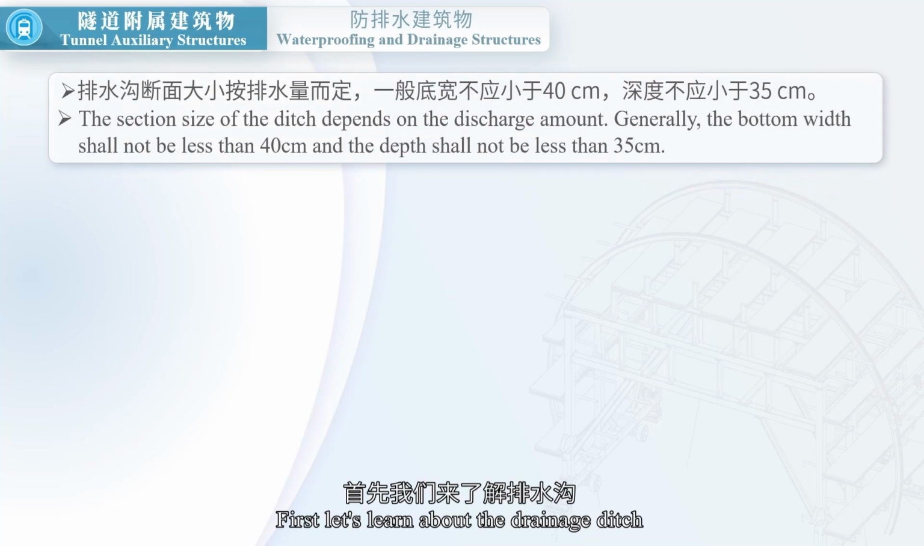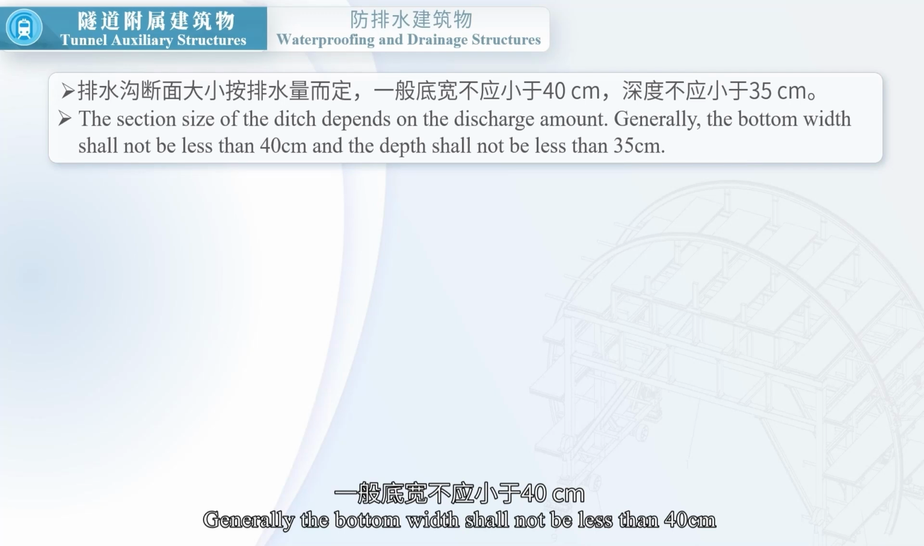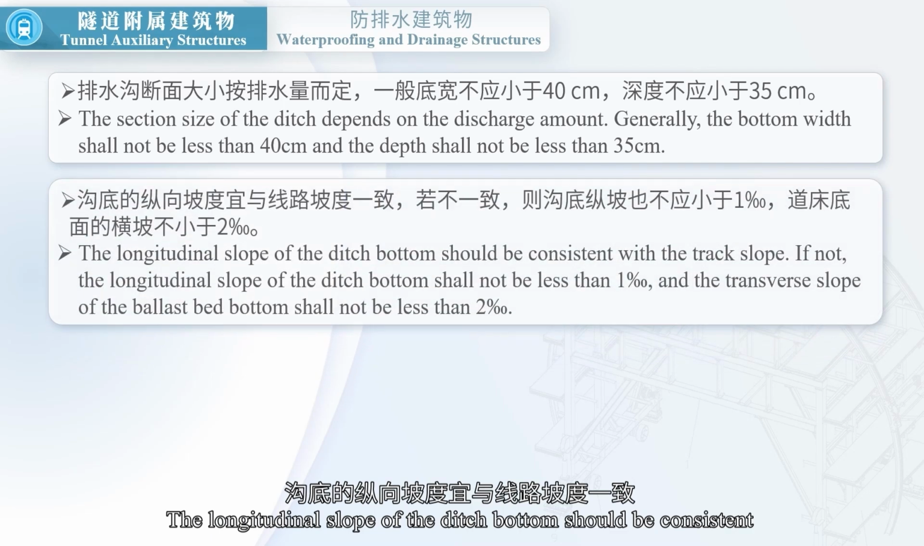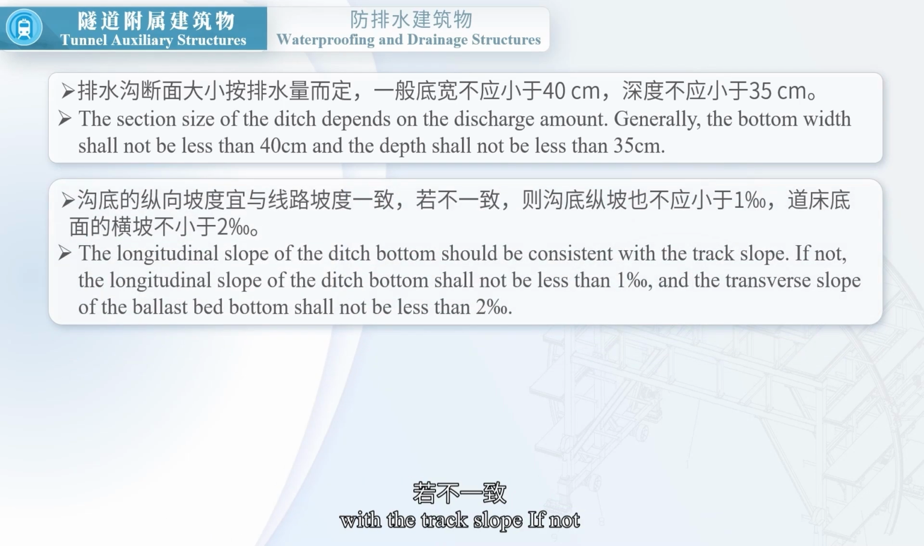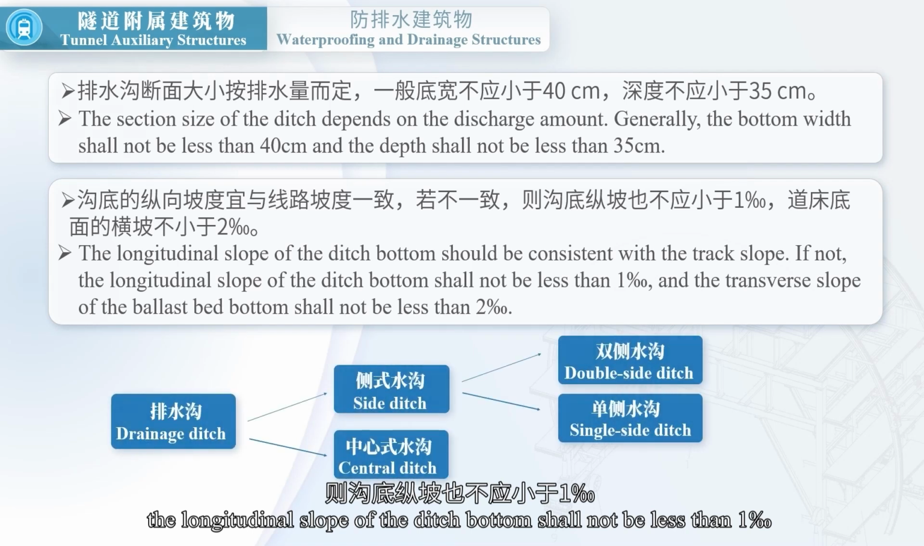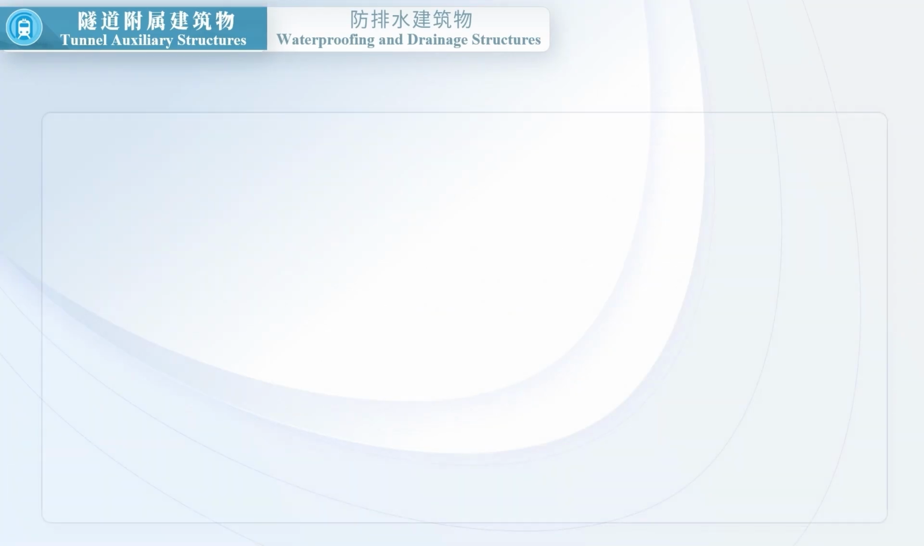First, let's learn about the drainage ditch. The section size of the ditch depends on the discharge amount. Generally, the bottom width shall not be less than 40 centimeters, and the depth shall not be less than 35 centimeters. The longitudinal slope of the ditch bottom should be consistent with the track slope. If not, the longitudinal slope of the ditch bottom shall not be less than 1 per thousand, and the transverse slope of the ballast bed bottom shall not be less than 2 per thousand.